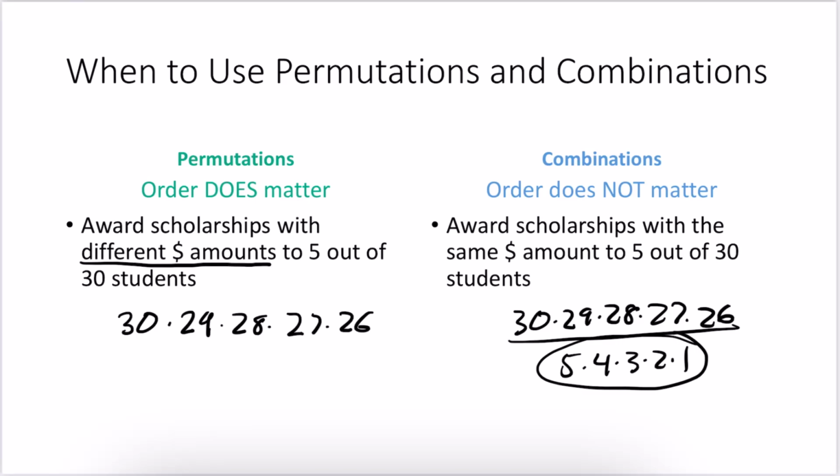And so that's how you would determine when to use permutations versus combinations. If the order matters, then you use permutations, and if the order doesn't matter, then you use combinations.